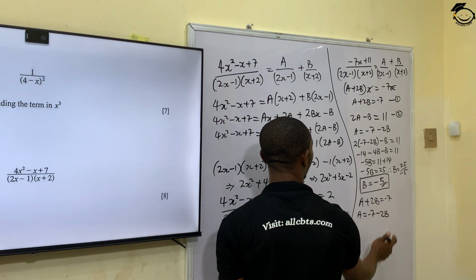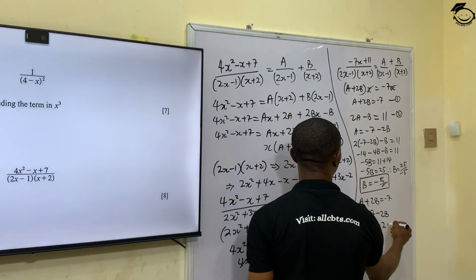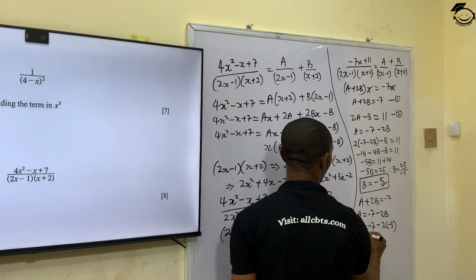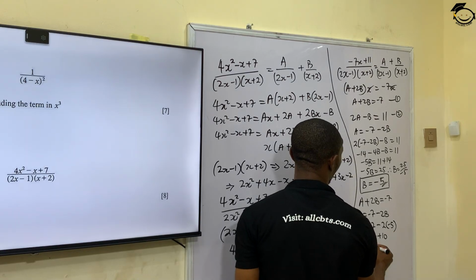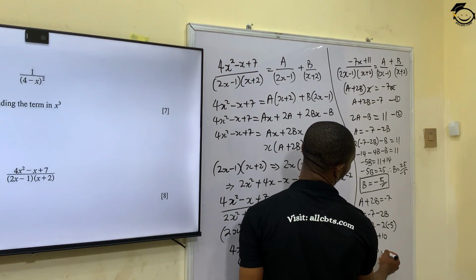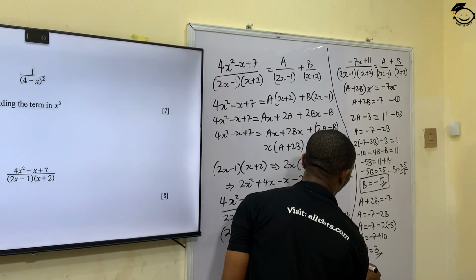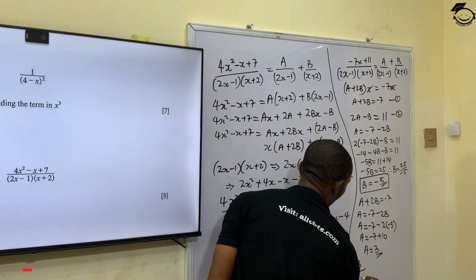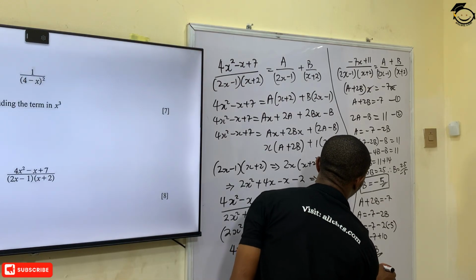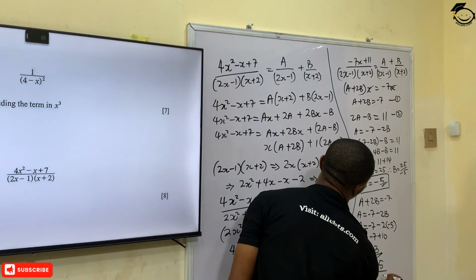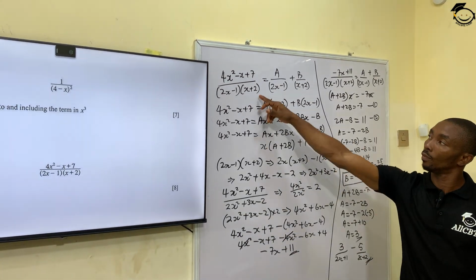Now, the value of b is minus 5. So this becomes a equals minus 7 minus 2 bracket minus 5. So this will give us a equals minus 7 plus 10. So a equals 3. So our partial fraction will become 3 over 2x plus 1 plus b, which is minus 5, minus 5 over x plus 2 will be the partial fraction for this.